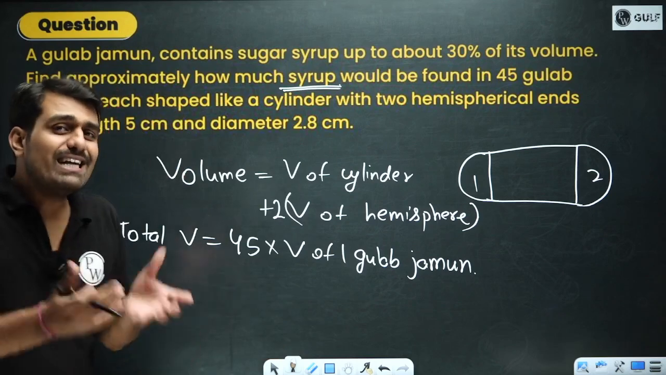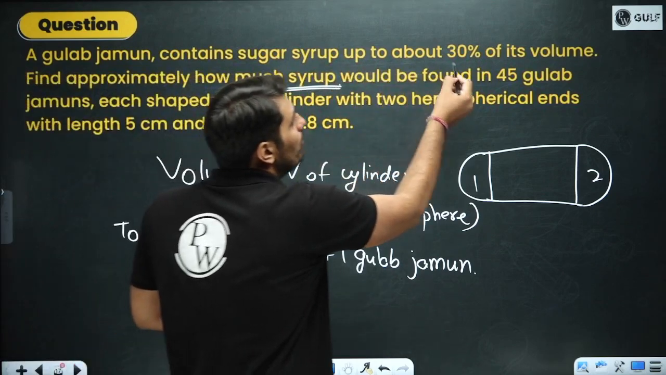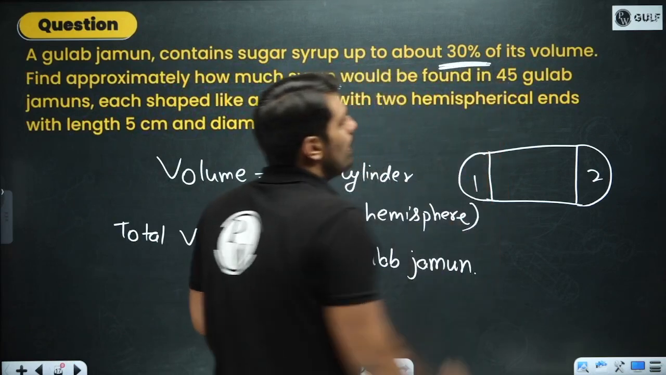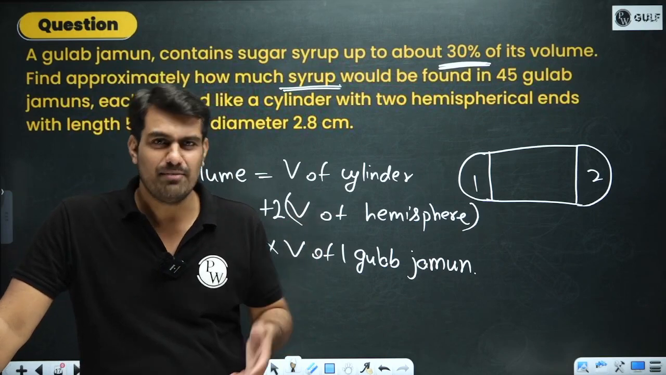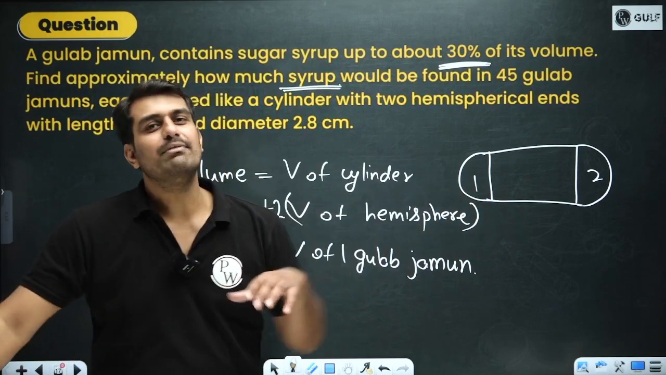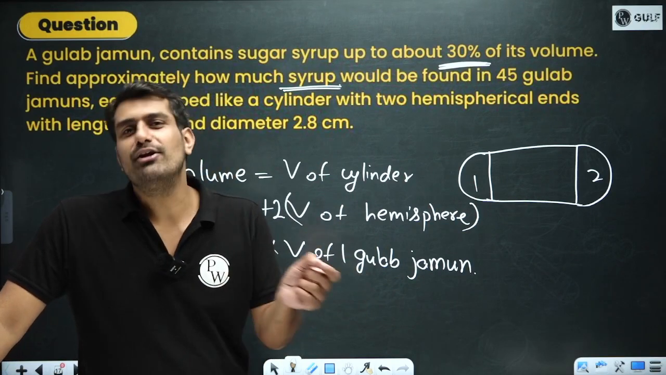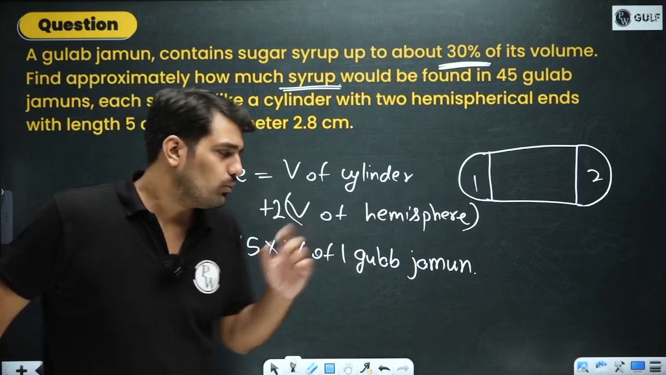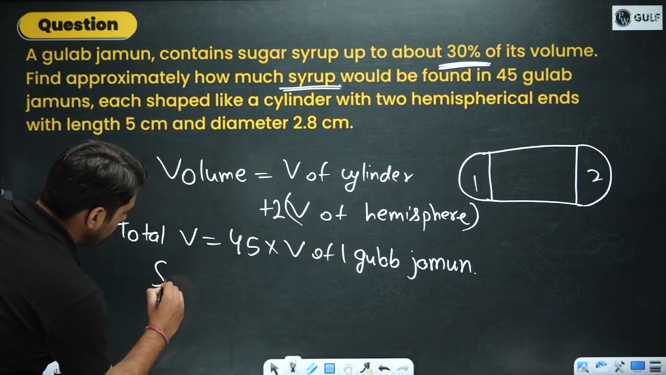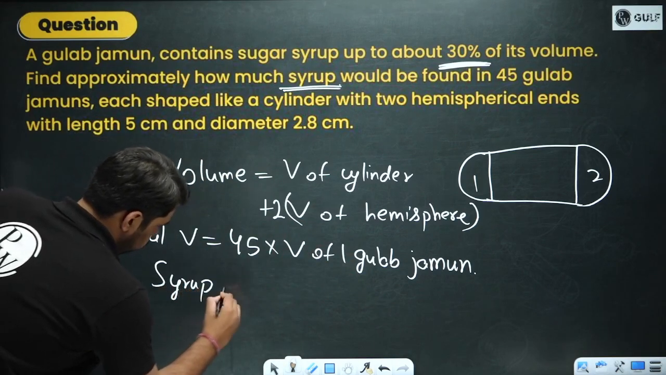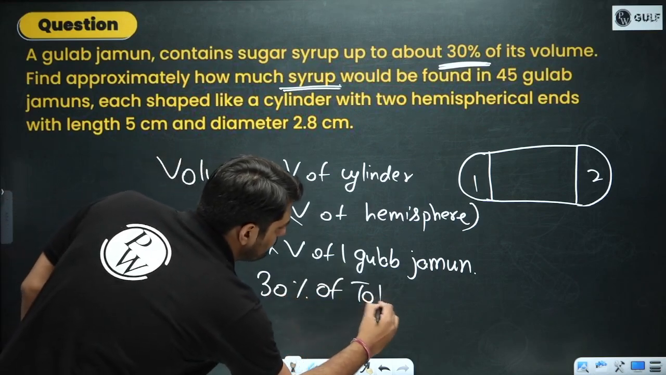And how would we know the content of sugar syrup? A gulab jamun contains sugar syrup up to about 30% of its volume. So let's say we have 100 centimeter cube as the total volume, as 100 meter cube would have been a huge thing. So 30%, that is 30 centimeter cube, is the syrup there. So the syrup is 30% of the total volume.